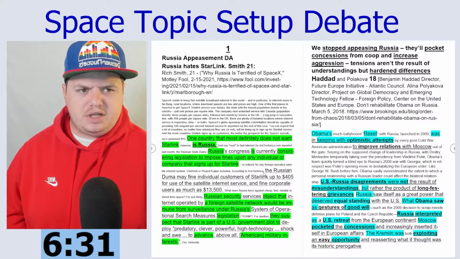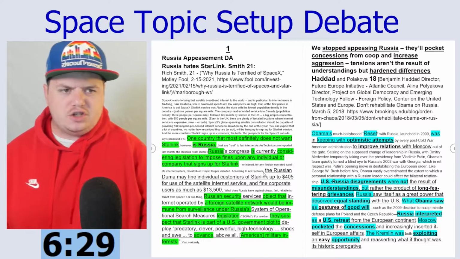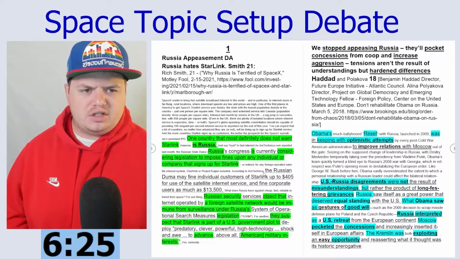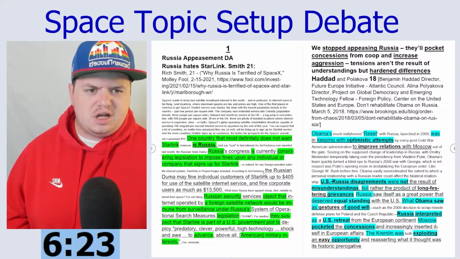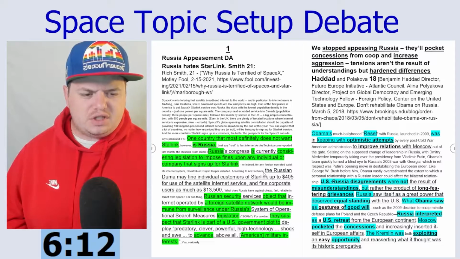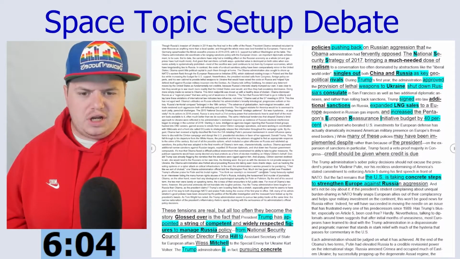And we stopped appeasing Russia. They'll pocket concessions from cooperation and increase aggression. Tensions aren't the results of misunderstandings, but hardened differences. Haddad in 18. Obama's reset was in keeping with optimistic attempts. U.S.-Russia disagreements were not misunderstandings, but grievances. Russia deserved equal standing. What Obama saw as gestures of goodwill, Russia interpreted as U.S. retreat. Moscow pocketed concessions. The Kremlin was exploiting opportunity.